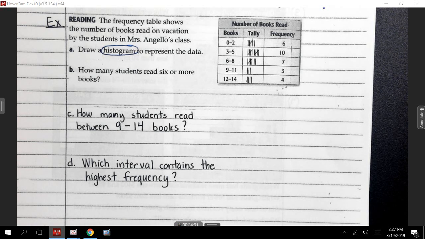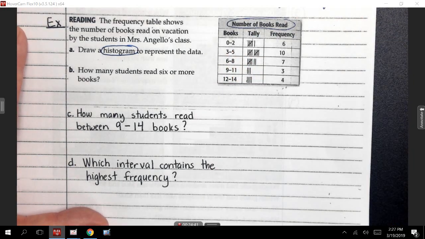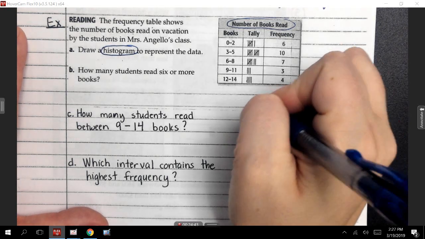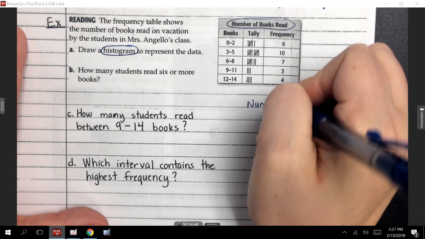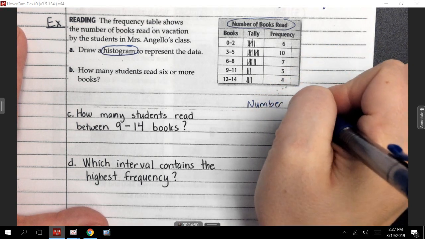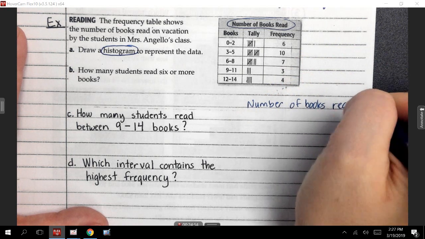So when I'm making a graph, guys, I want it to have a title. What would be a good title for this graph that I'm fixing to draw? Number of books read. Yeah, if I'm making the graph about this chart, that would be a good title for my graph. So, number of books read. And you should be writing this down. You don't want to get behind.